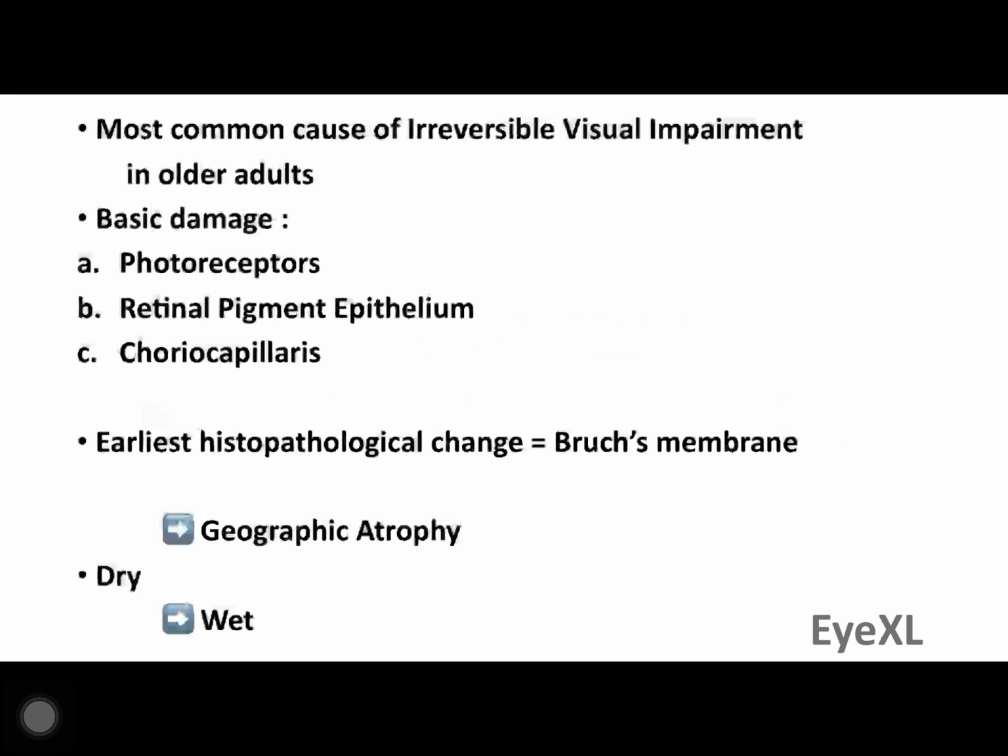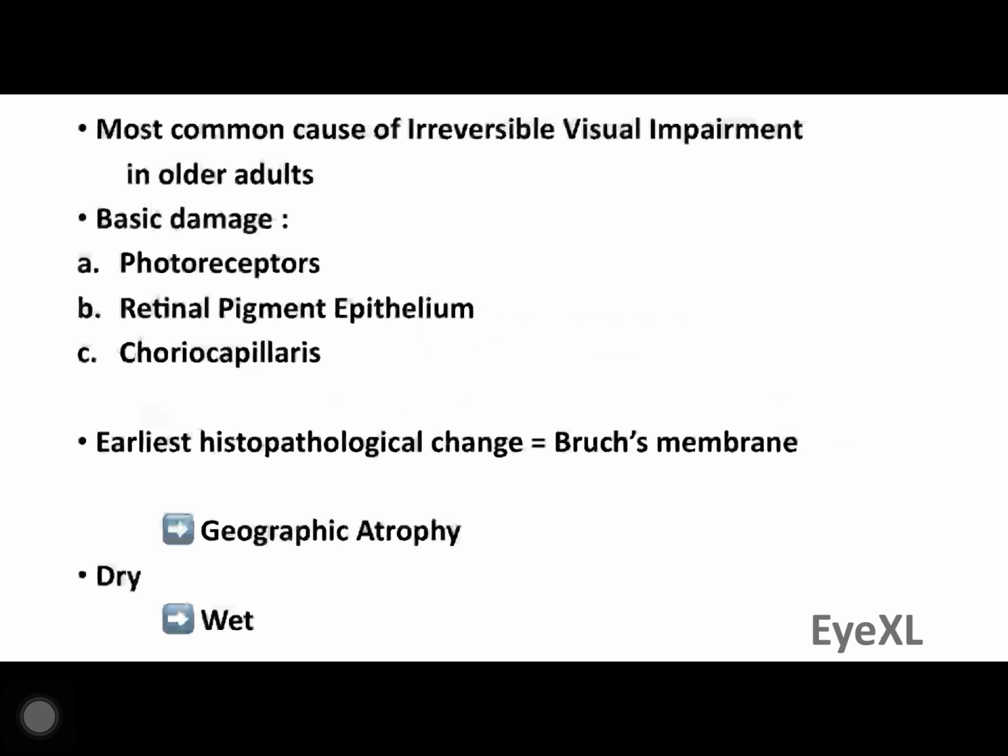The basic problem in ARMD is at the level of the photoreceptors, that is the rods and cones, the retinal pigment epithelium, which is the outermost layer of the retina in direct contact with the choroid, and the innermost layer of the choroid, the choriocapillaris. So the earliest histopathological change is at the level of Bruch's membrane. So where does this Bruch's membrane lie? It lies between the retinal pigment epithelium and the choriocapillaris. So it is an interface between the RPE and the choroid, with some layers of the Bruch's membrane formed by the retinal pigment epithelium and some layers by the choroid. So it is not an independent structure, it is a transition zone between the RPE and the choroid.